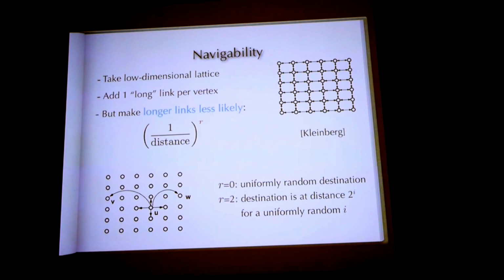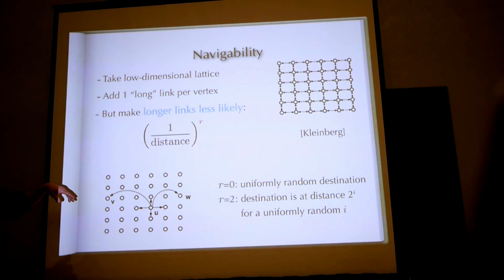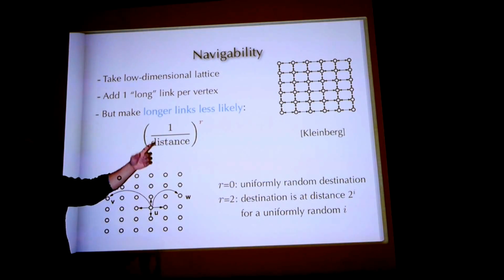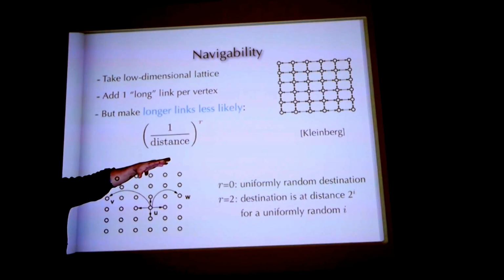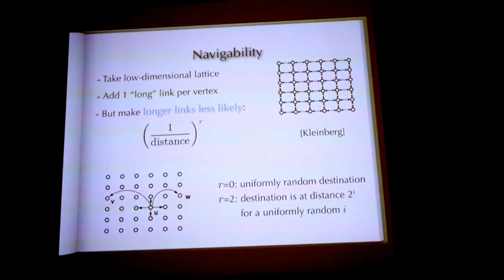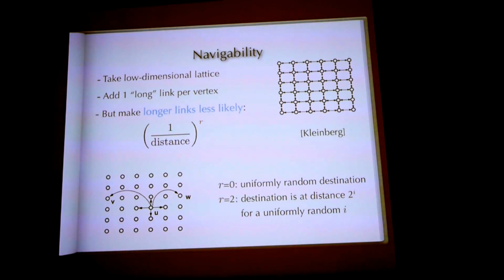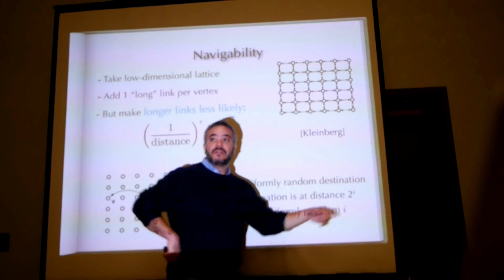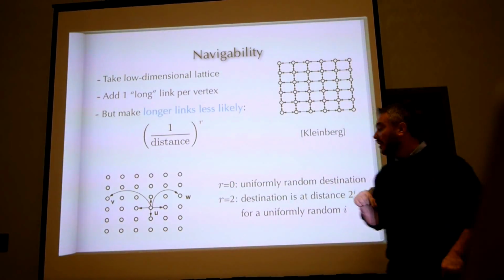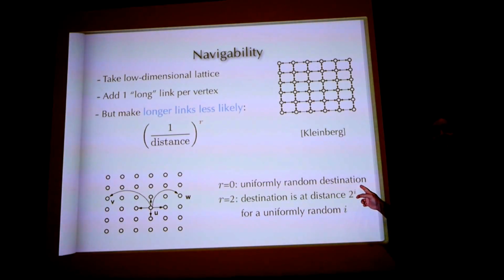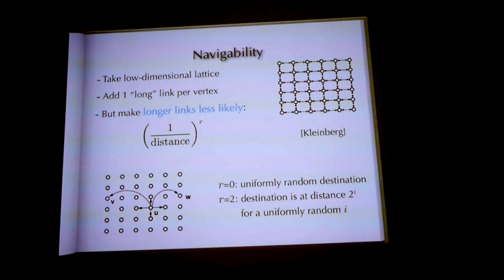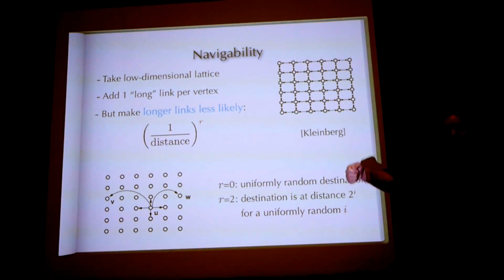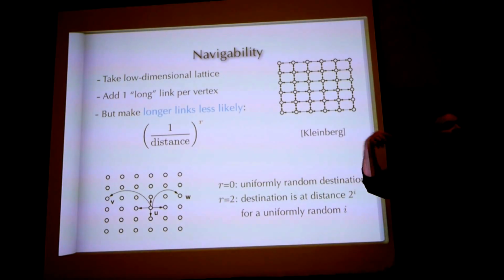And what Kleinberg proved was something quite nice. He said, well, if r equals 0, then the distance effectively becomes irrelevant. The long link is uniformly distributed over the entire system. On the other hand, if r equals 2, i.e. matching the dimension of the lattice, you get that the long-range destination is at a distance scale from where you are, 2 to the i, uniformly. So with a reasonable chance at distance 2, with an equal chance at distance 4, with an equal chance at distance 8, 16, 32. So now if you think about it, this makes sense.